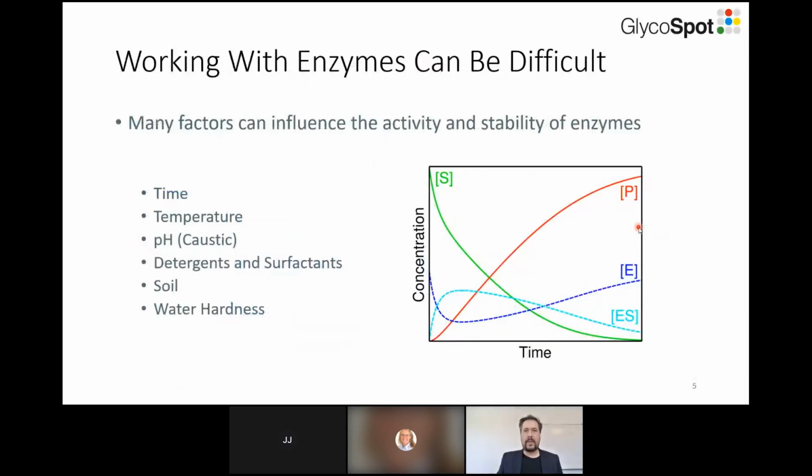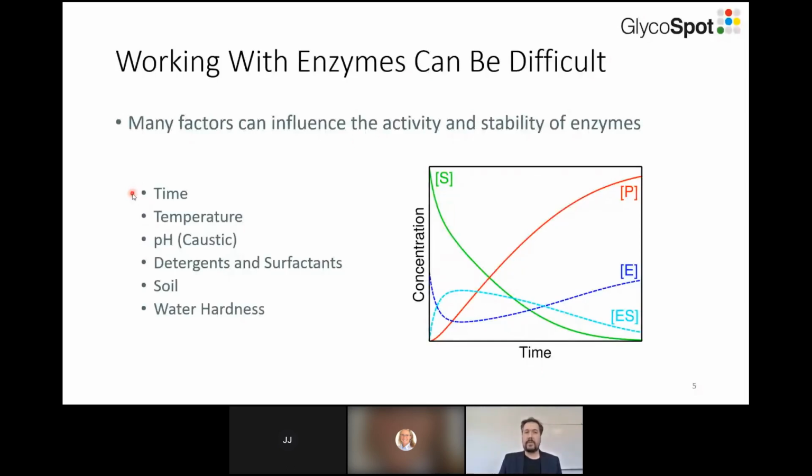But so we've established that it's interesting to use enzymes. It may be interesting to measure enzymes, but the challenge is still that enzymes can be difficult to work with. Even in a perfect laboratory environment, there are many factors that influence the activity and stability of enzymes. And then when you move into a field situation or a real production situation, the complexity becomes even greater. So for example, there are a number of factors that can influence the activity and stability of enzymes. So for example, time.